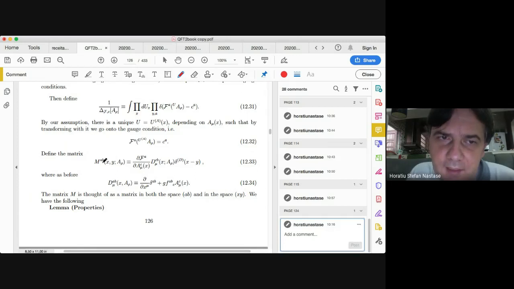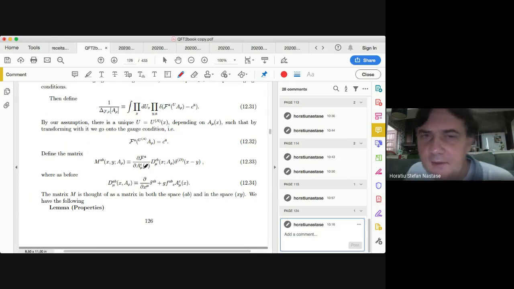we define the matrix M_AB. So the matrix has both indices in the Lie algebra, with indices AB, and also, quote unquote, indices that are continuous variables x, y, so depending on xy, which is the following. It's the covariant derivative of delta of x minus y, and then multiplied with the derivative of the gauge condition with respect to the gauge field.